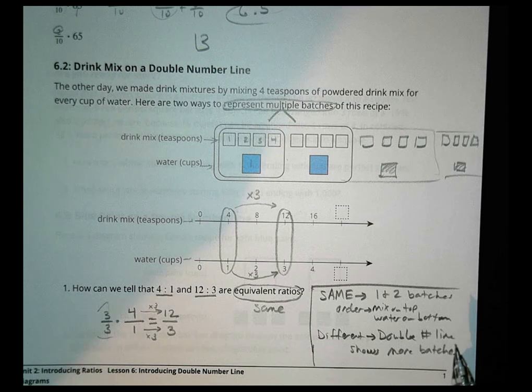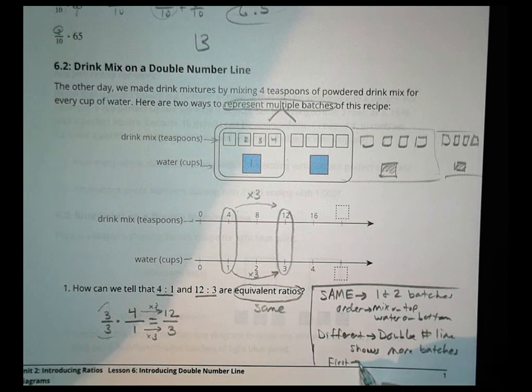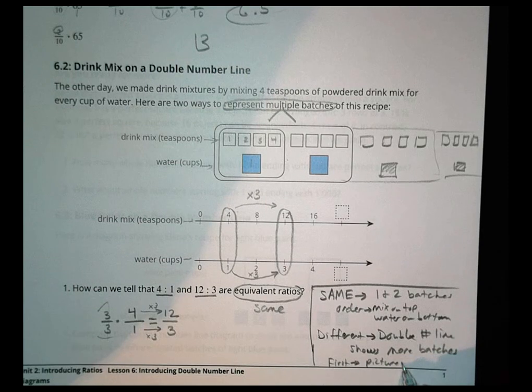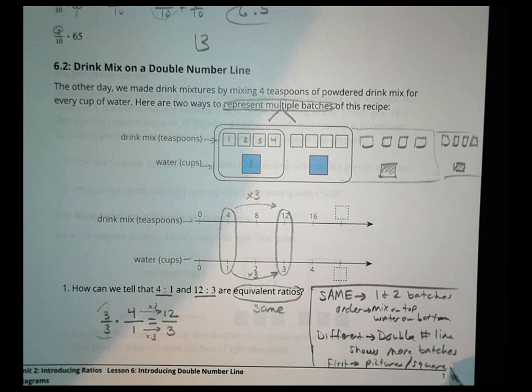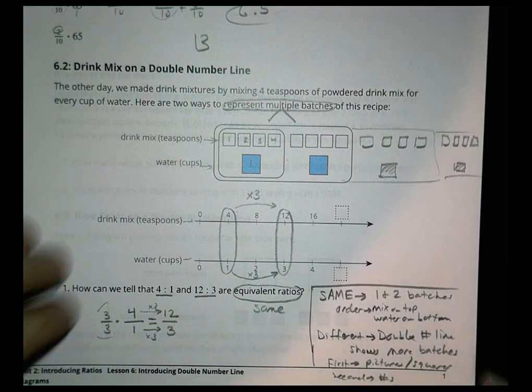In terms of being different, we could say that the first one shows pictures and squares, right, to represent what's happening, and the second one shows numbers and a number line. Those are some major differences there.